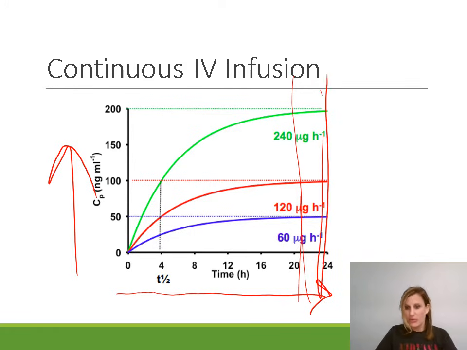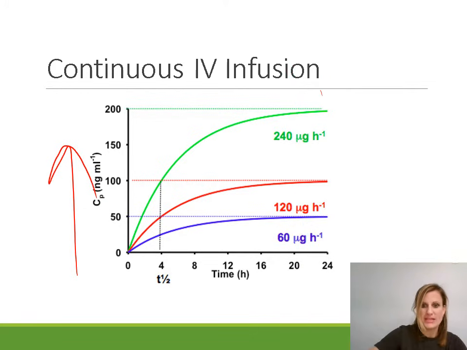It takes about 24 hours for all of these drugs to get to steady state concentration, right? It doesn't matter what the infusion rate is. We see 3 different infusion rates. It still takes 24 hours to get to steady state concentration. The difference is the steady state concentrations are different. The faster or the more drug we infuse per unit time, the higher the steady state concentration is going to be.